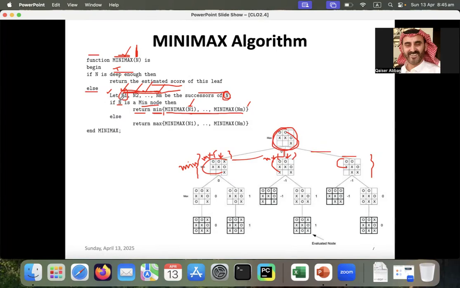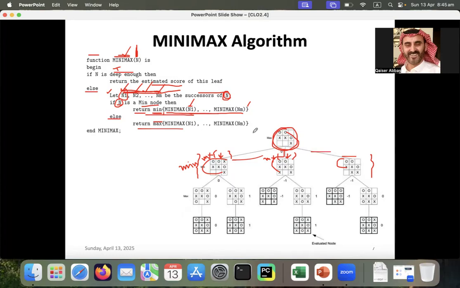And if your n is not a min node, then what would it be? It would be a max node. Then you will come into the else portion. Then you will have a similar statement here, but with the max, not with the min. Return max, minimax n1, comma, minimax n2, comma, minimax n3, or whatever.